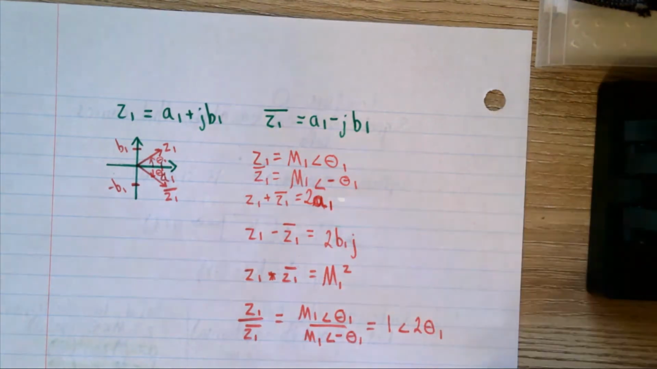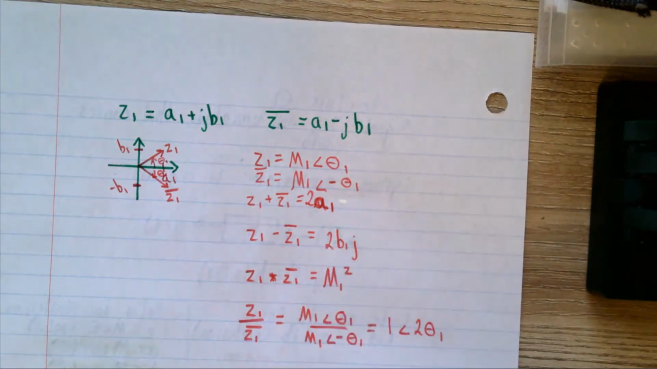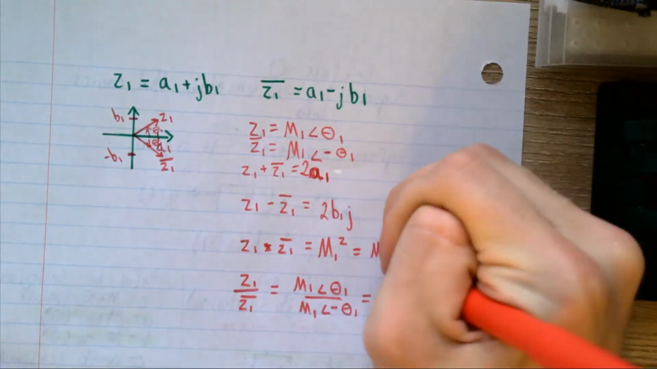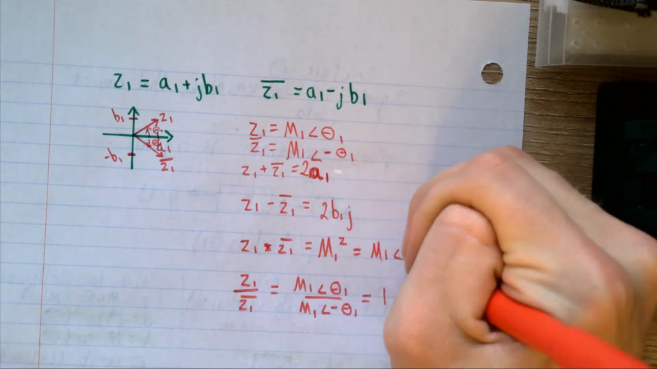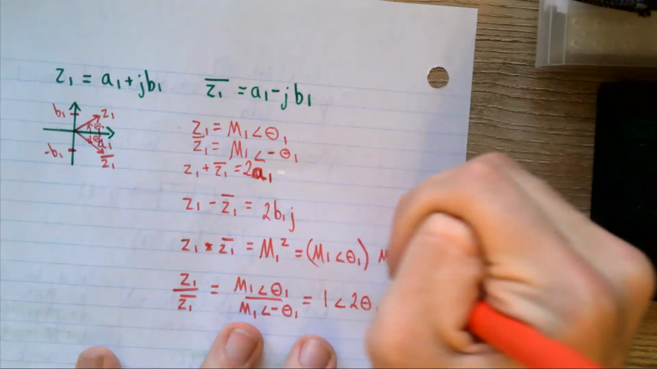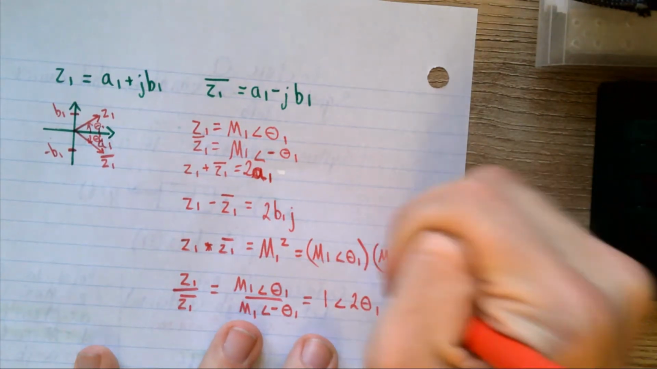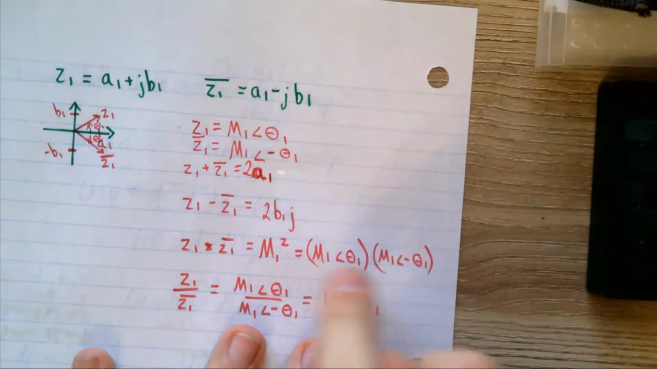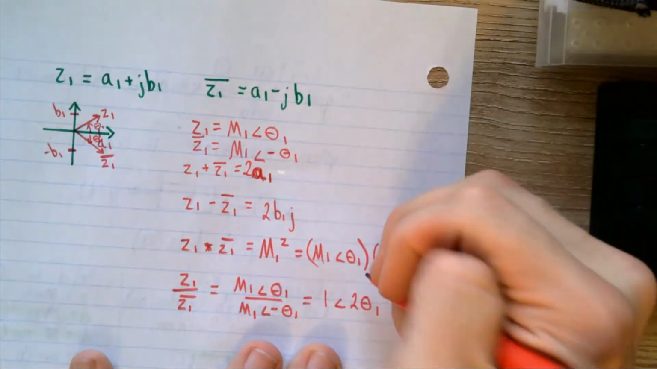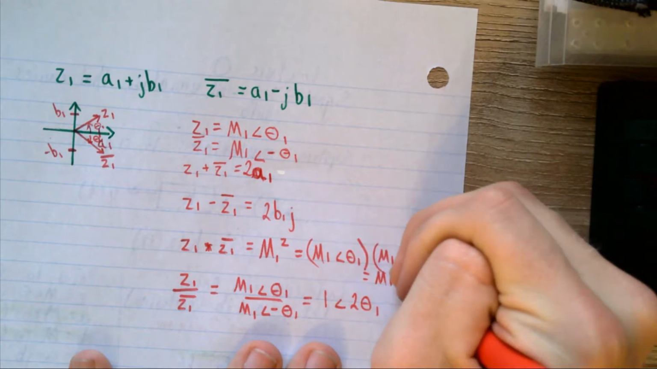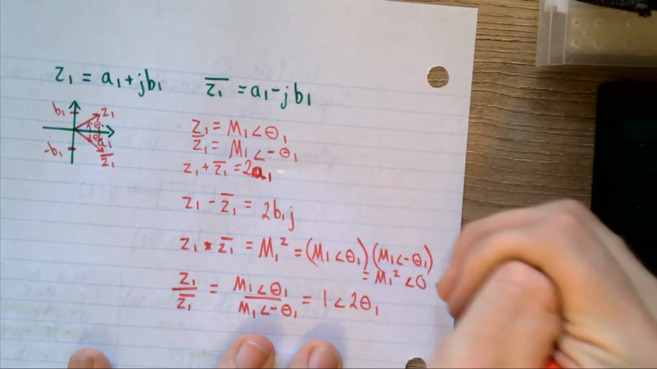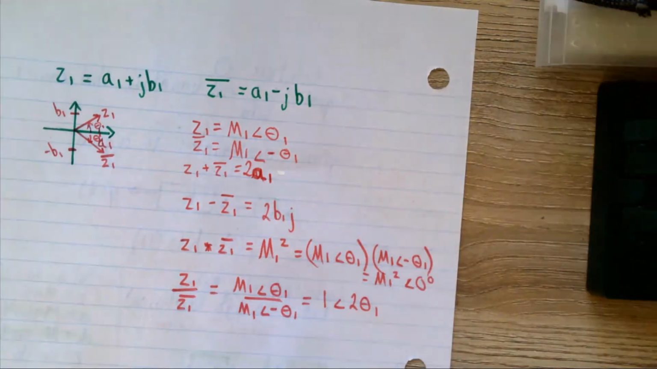The one up here, we can go back and prove it if we just do M1 angle theta 1, all multiplied by M1 angle negative theta 1. And that will give us M1 squared, and then you add the angles together, and that's how we got an angle of 0, because theta 1 plus negative theta 1 will give you 0. And so we can just write this as M1 squared.